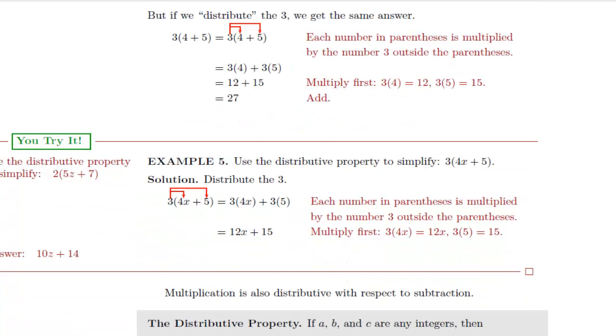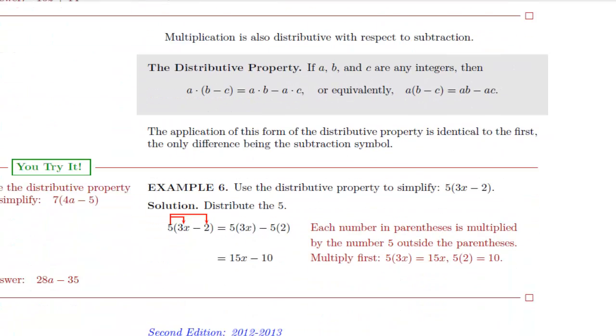Example 5. Use the distributive property to simplify 3 times the sum of 4x and 5. Solution. Distribute the 3. We get the product of 3 and 4x plus the product of 3 and 5. Multiply: 3 times 4x is 12x, and 3 times 5 is 15.